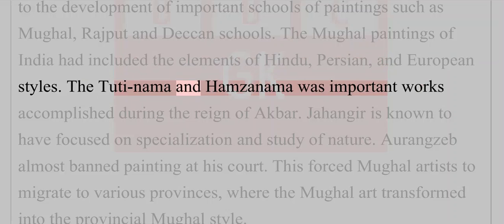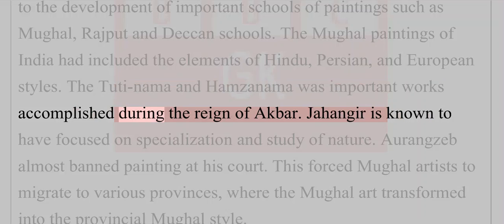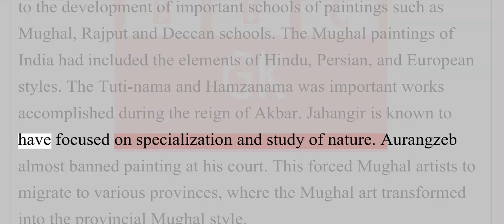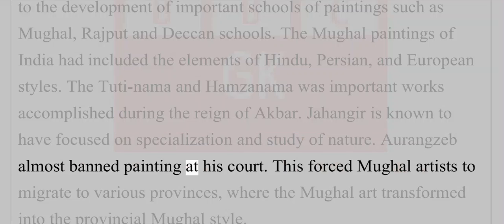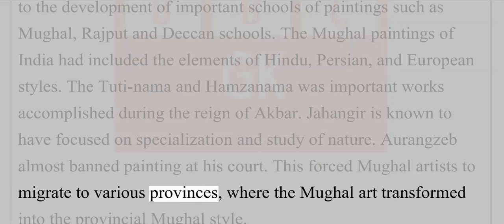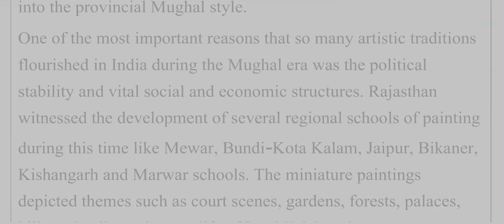The Tutinama and Hamzanama were important works accomplished during the reign of Akbar. Jahangir is known to have focused on specialization and study of nature. Aurangzeb almost banned painting at his court. This forced Mughal artists to migrate to various provinces, where the Mughal art transformed into the provincial Mughal style.